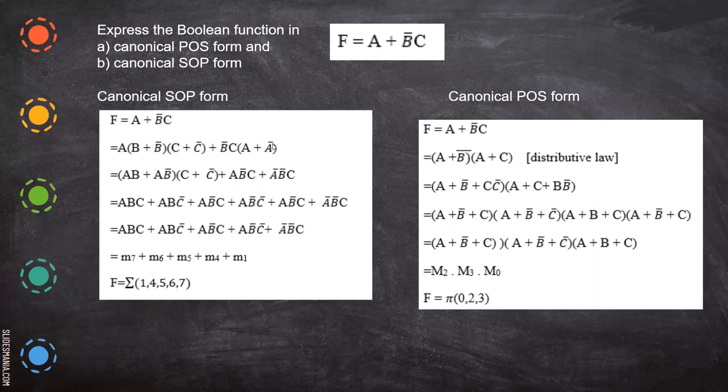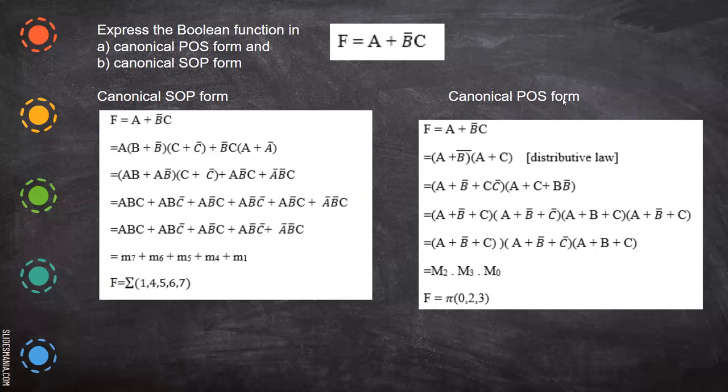I hope all of you are now able to understand how we got this result. So this is nothing but 111, so it is M7. This is 110, which is nothing but 6. Then this is 101, which is 5, M5. And this is 100, which is 4. And this is 001, which is M1. And you can write it as the sum, with the summation symbol within brackets, of 1, 4, 5, 6, and 7.